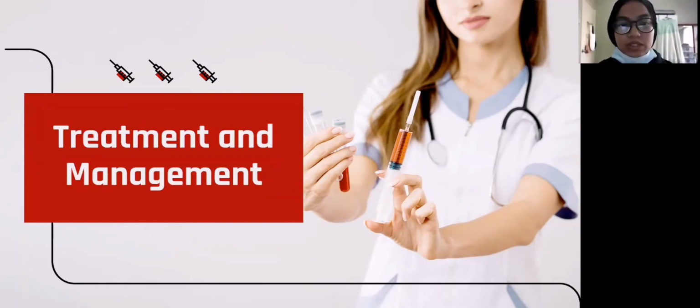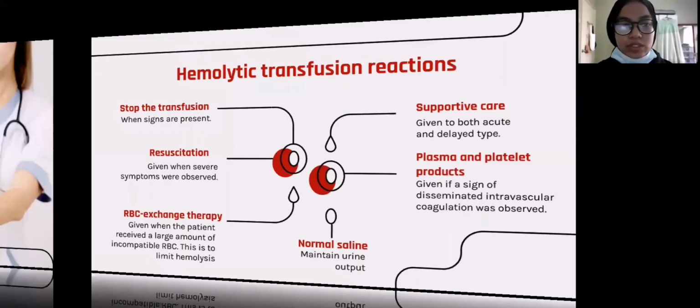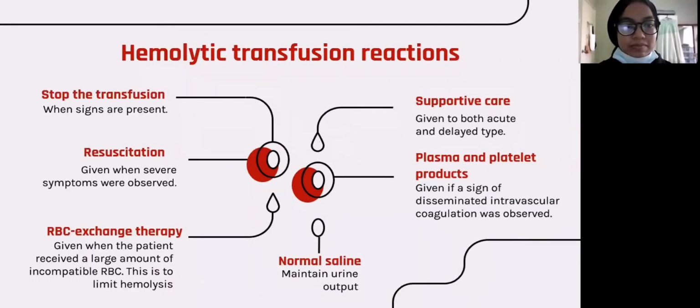We will discuss the treatment and management. Firstly, I will start with the hemolytic transfusion reaction. For HTR, we provide supportive care, whether it is the acute or delayed type. First of all, when you encounter a patient with HTR, you have to stop the transfusion. And if you observe that the symptoms are getting severe, you have to start resuscitation.